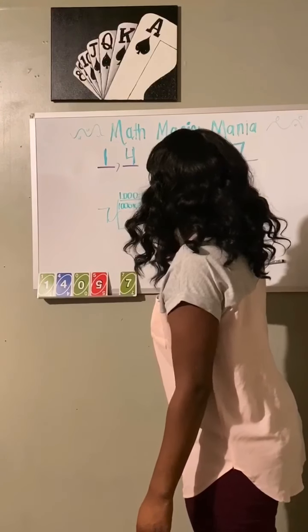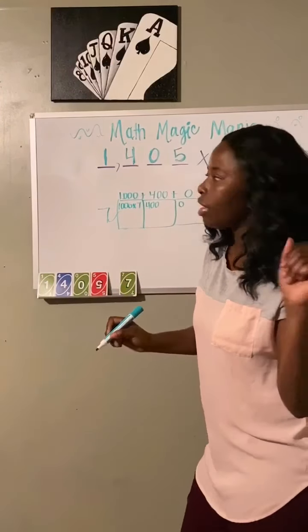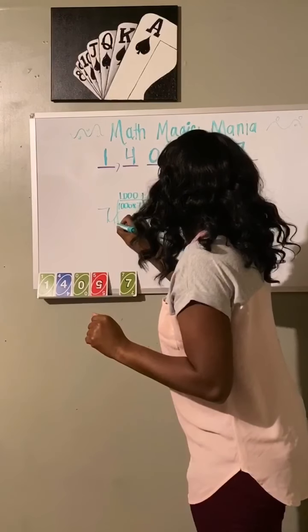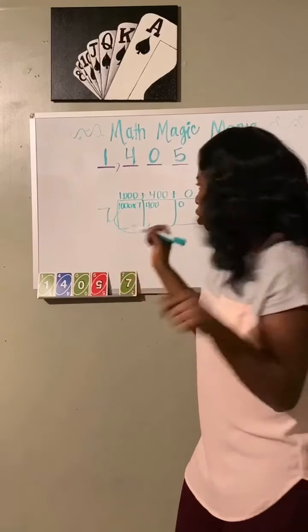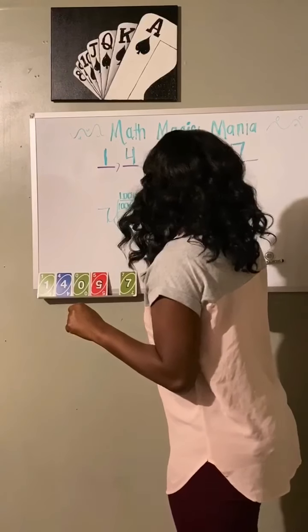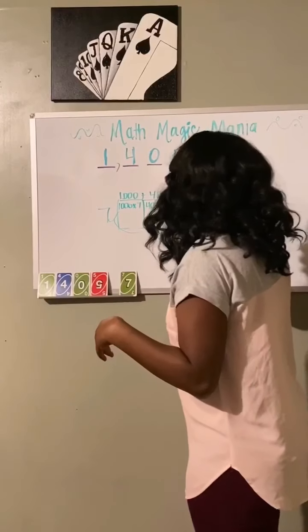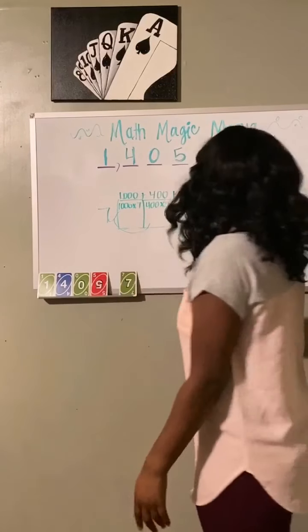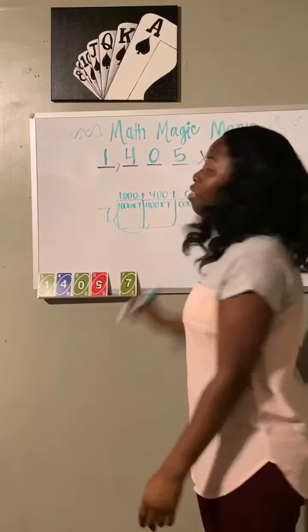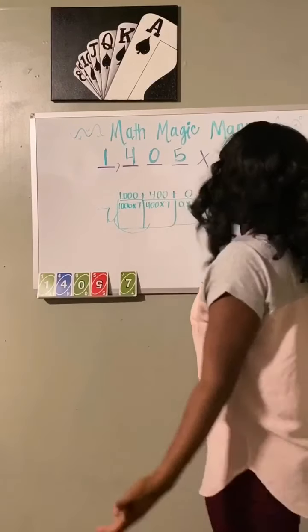So 1,000 times 7, leaving the thousands house. And now it's gonna go to my next number, which is 400. So it's gonna be 400 times 7. And gonna go to the next one. So it's gonna be 0 times 7. And now for the last one, it's gonna be 5 times 7.